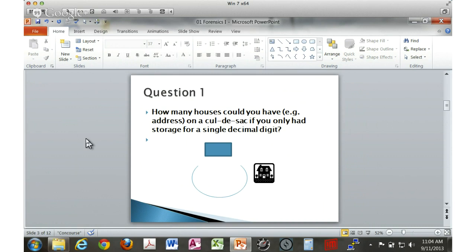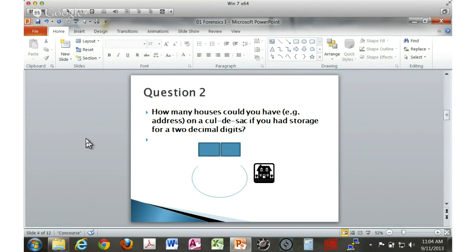If we expand this, how many houses could I have on a cul-de-sac if we had storage for two decimal digits? How many houses? Okay, I have storage for two decimal digits. How many houses could I have on that cul-de-sac? Total? 100, ranging from 0 to 99. Of course, I'm numbering the first house 0.